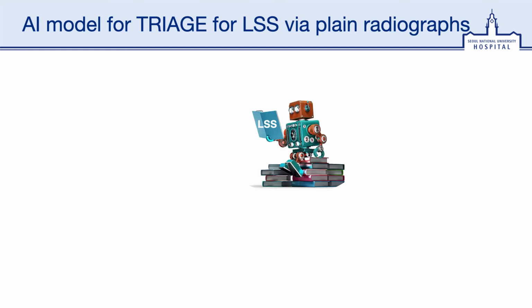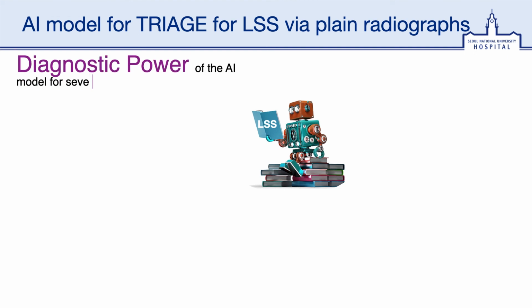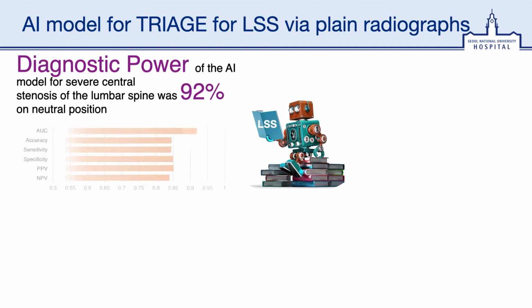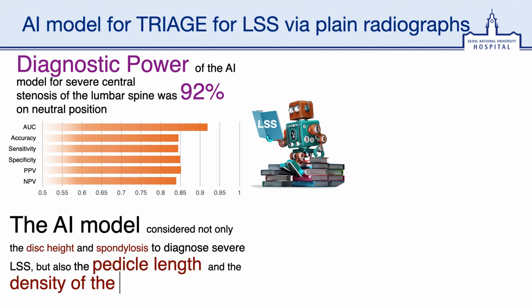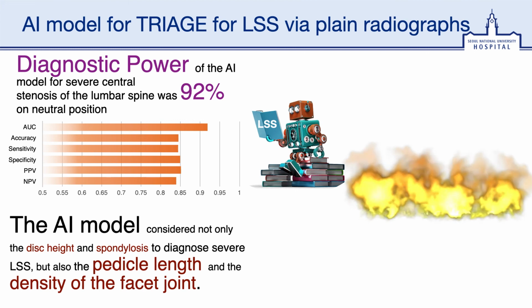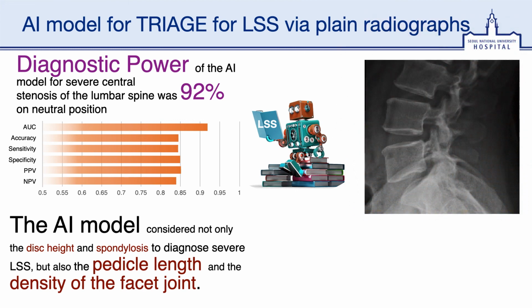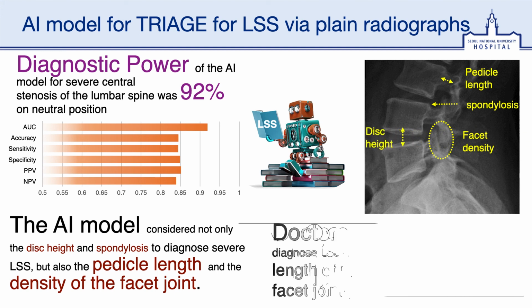So to recap, we developed an AI model for triage of severe central lumbar stenosis via plain radiograph. Diagnostic power of the AI model for central stenosis was 92% on neutral position. The AI model considered not only disc height and spondylosis, but also pedicle length and density of the facet joint. This is the pedicle length, this is spondylosis, this is facet density, and disc height.